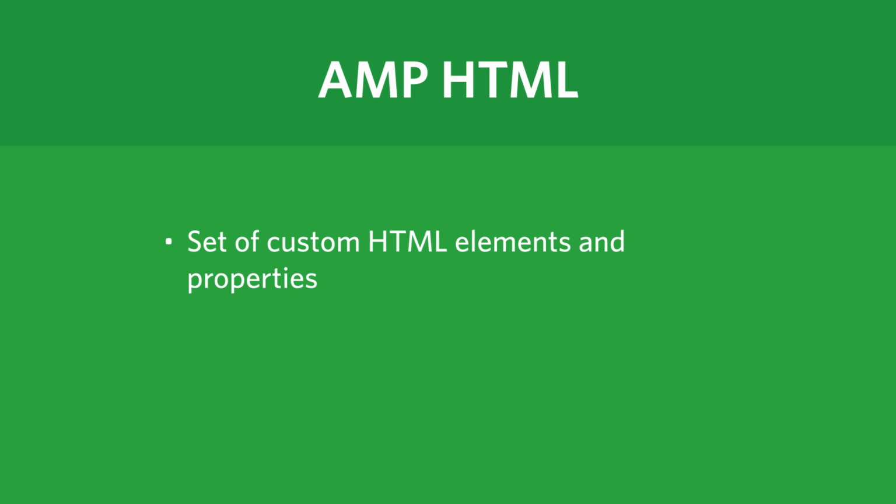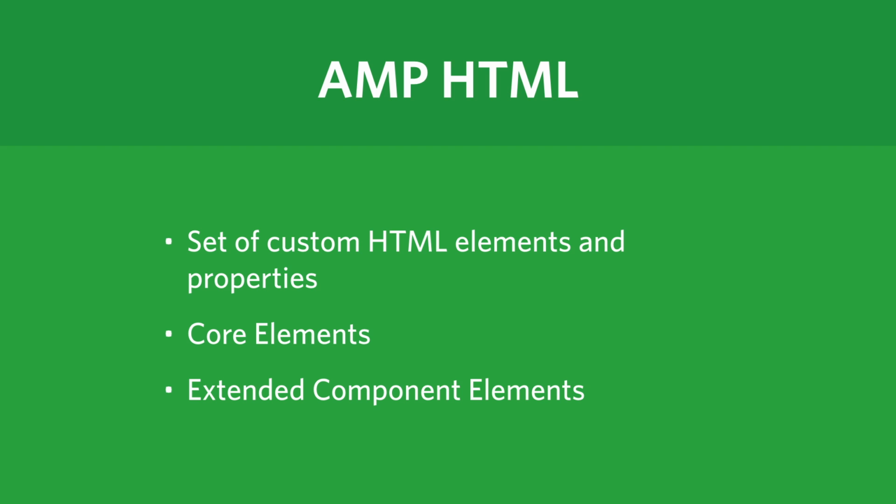There are two types of AMP HTML elements. We have the core elements, which you can use in a standard AMP setup, and there's the extended component elements, which are not supported by the standard AMP JavaScript library, but will require additional JavaScript libraries to function. Let's review the core elements first.